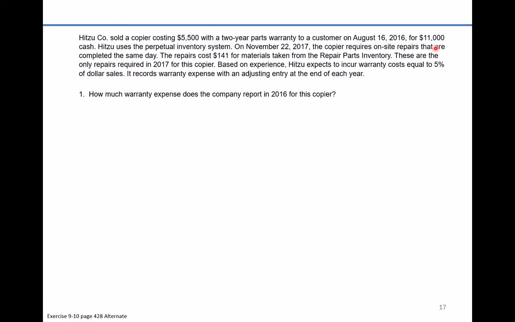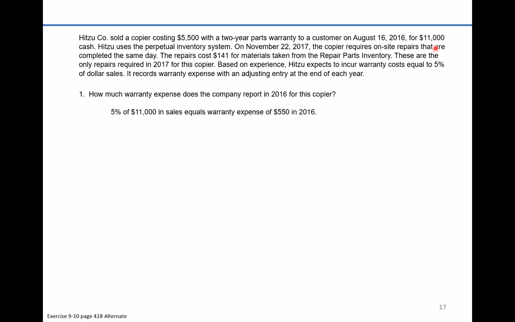They say every time we sell something, about 5% of that sale is the cost that we will incur in the future typically to repair that particular item. So it's real simple here. 5% of $11,000 gives us a warranty expense of $550.